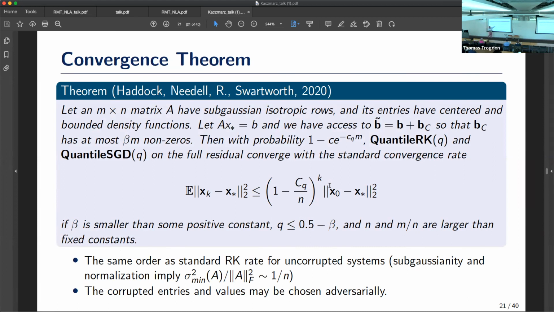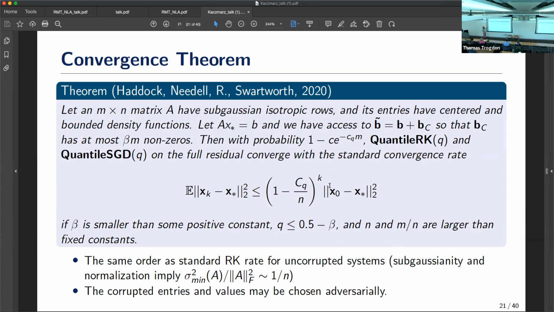We assume something about the model, namely we assume, for example, subgaussianity, and that's why the condition number is 1/n. And I will talk, this is the main thing to talk about in the last 5 minutes, about what we assume about the model and why. Yeah, so we do need to choose this quantile. It has the same rate. The corrupted entries and values may be chosen completely adversarially.